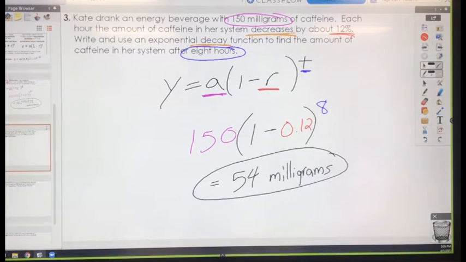So you start off with 150 milligrams, you're decaying by 12% each hour. After 8 hours, you'll just have 54 milligrams.